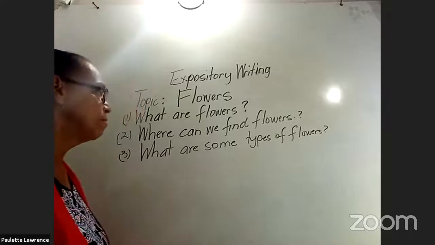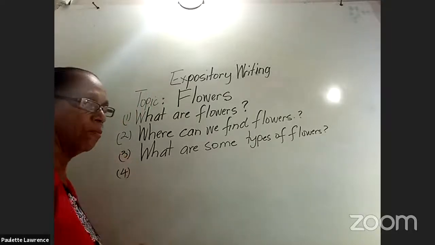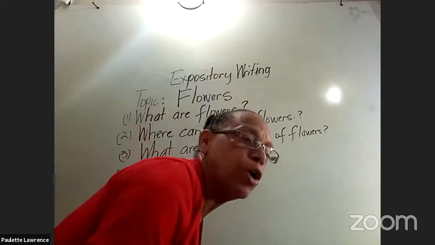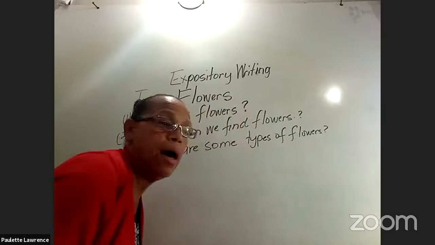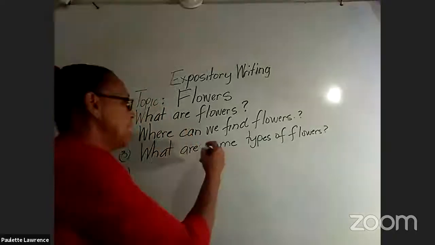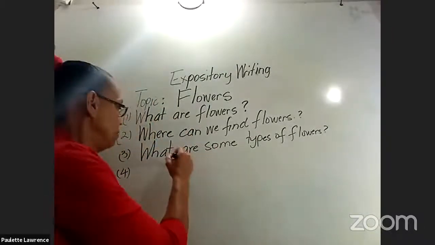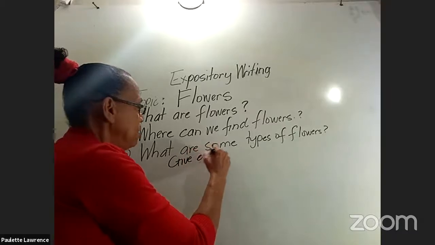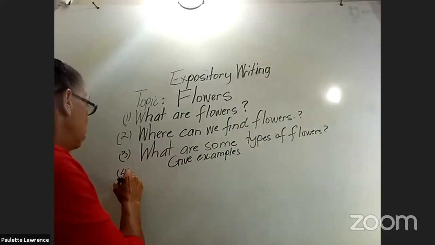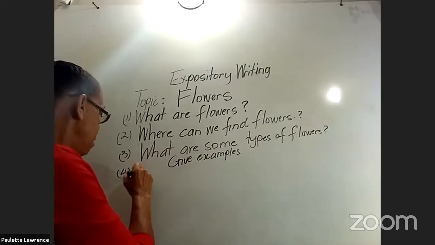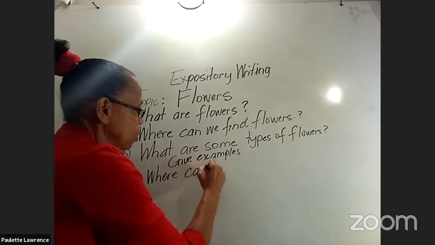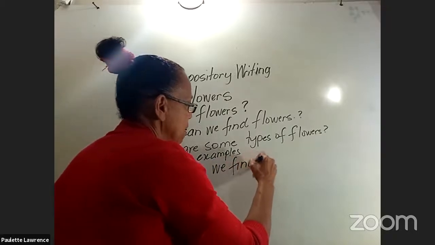Any other question? Miss, how do flowers acquire their food? Okay, maybe we could use that one. What kind of environment does a flower grow in? All right, so you can give examples, and while you're writing, you can give examples. And then you could say, where can we find flowers? This is 1, 2, 3, 4 now.